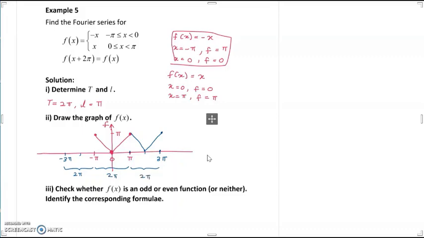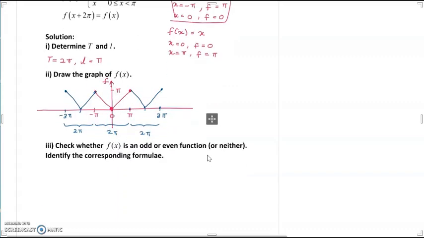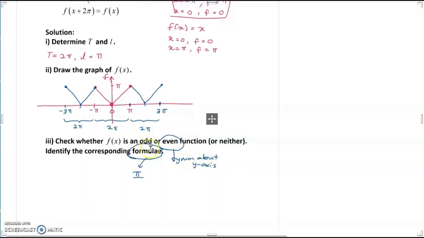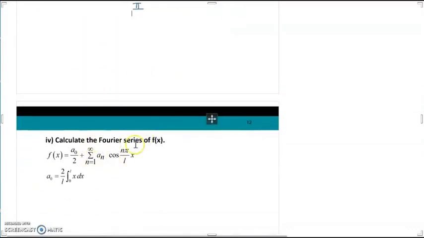On the left here, the shape of the graph would start from here, go down to the middle point, and then go up to pi. Okay, so that's our graph. So we can see from the graph, f(x) is an even function because it is symmetric about the y-axis. So when it is an even function, then the formula would be formula number 2. Based on formula number 2, this is the Fourier series.